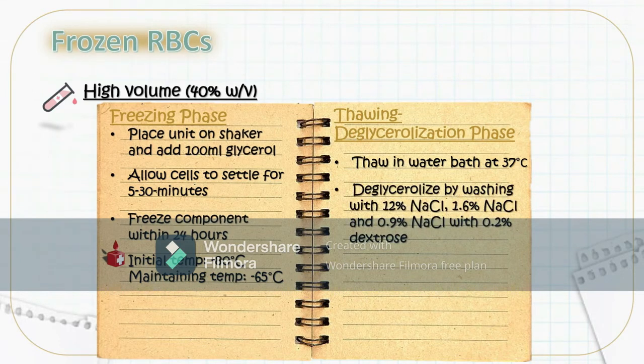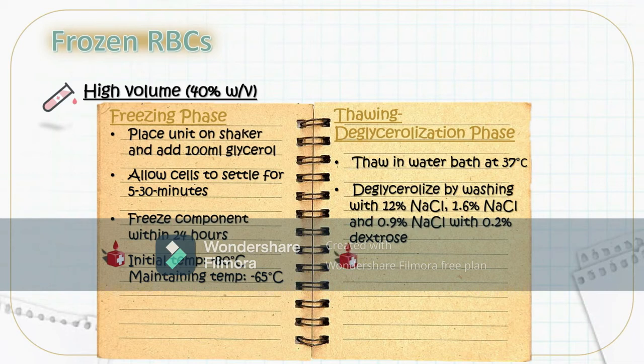So this, of course, will involve the removal of the cryoprotective agent, which is our glycerol, because we have to make sure that the cryoprotective agent is mostly removed before it is transfused to our patient. So deglycerolization involves washing with 12% NaCl, followed by 1.6% NaCl and 0.9% NaCl with 0.2% dextrose solution.